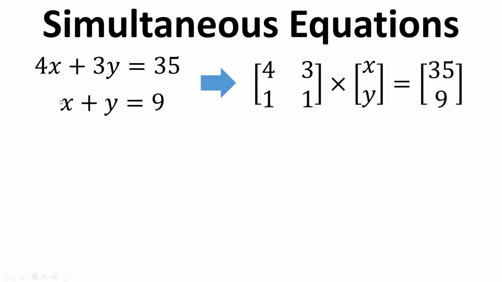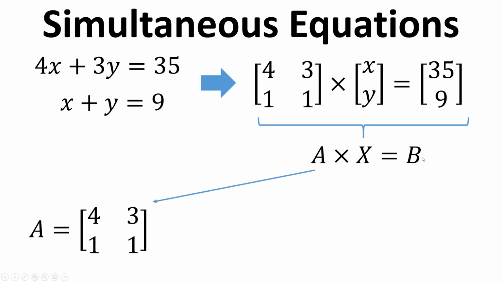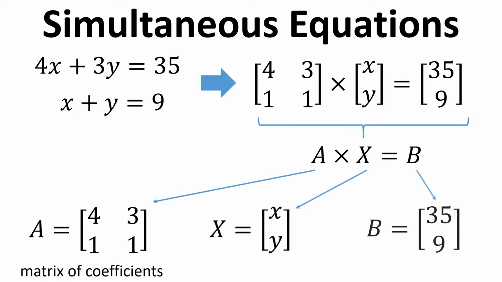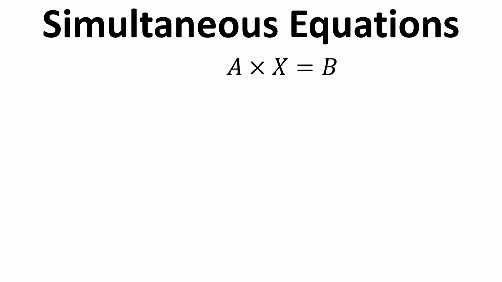So for example here this is 1x and 1y, so we write in 1, 1 in this matrix. So we could also refer to this as A times x equals B, where A is the matrix of coefficients, x is the variables, and B is the answer matrix with 35 and 9 in there.